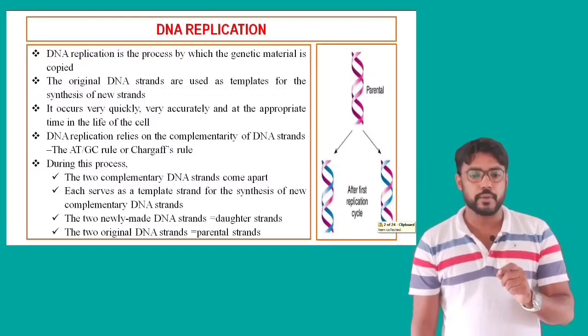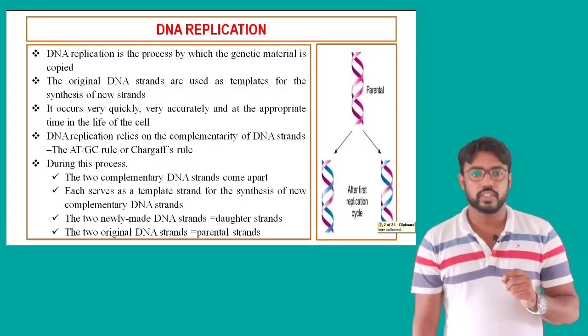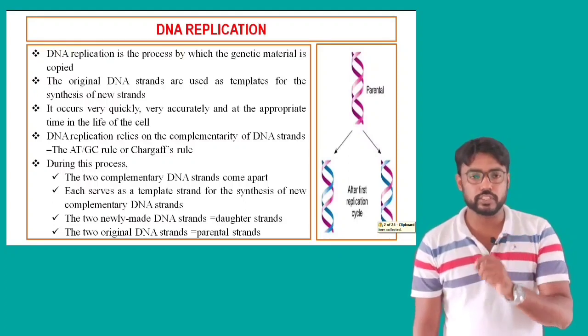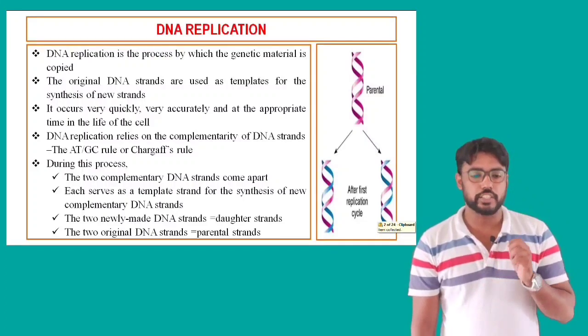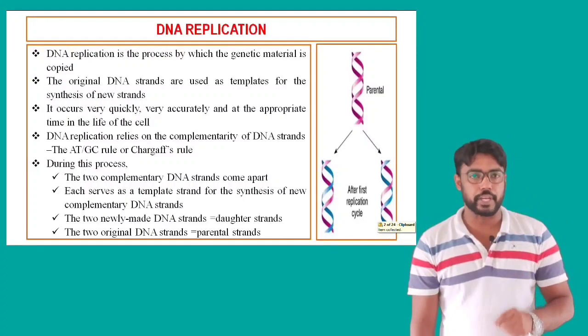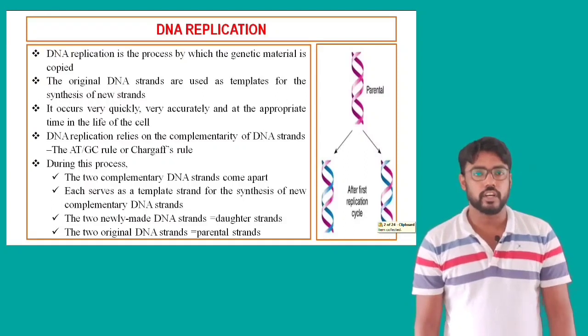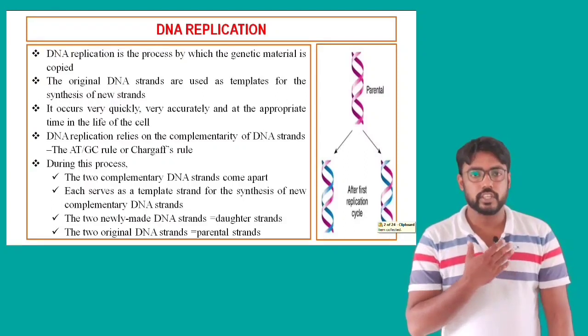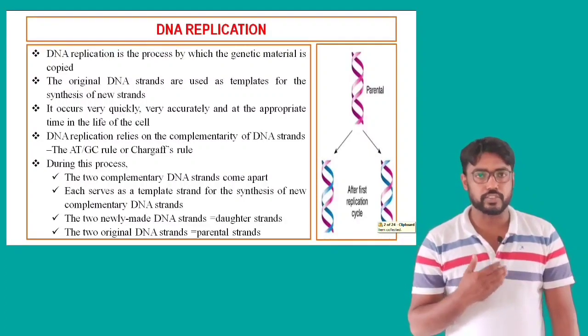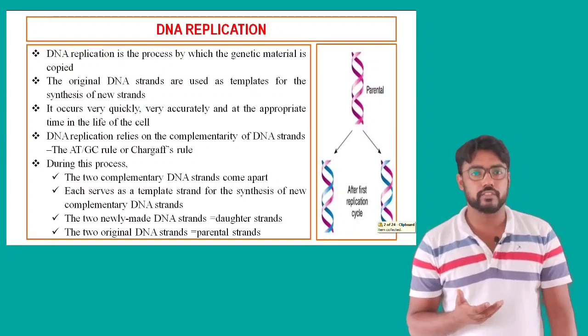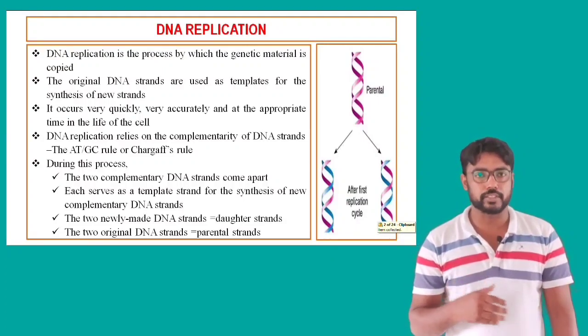The two newly synthesized DNA strands are known as daughter strands, and the two original strands are known as parent strands. In this figure, you can see the parent strands colored violet, and after replication two daughter strands are formed, colored blue, while the parent strands remain violet.